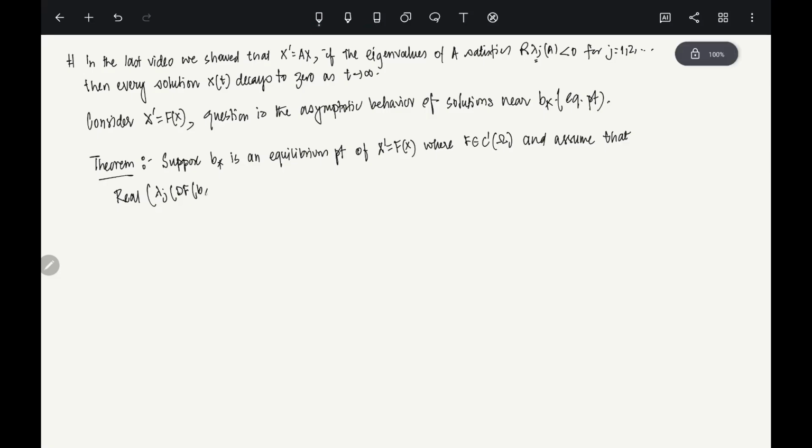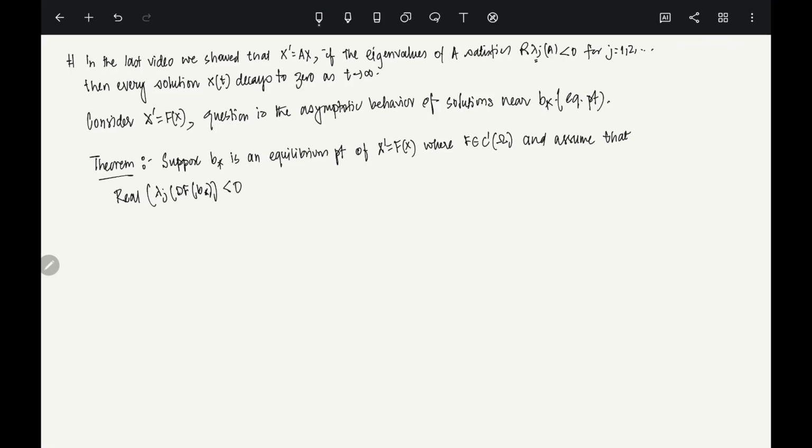Let me write it like b star. Okay. See, f is a C1 function, so df is defined. df at b star is a linear map, right? So basically it's a matrix, and we can talk about the eigenvalues of the matrix. So those are the eigenvalues. Let's say lambda j are our eigenvalues. Now look at the real parts of those eigenvalues.